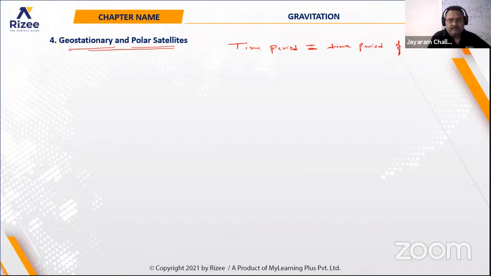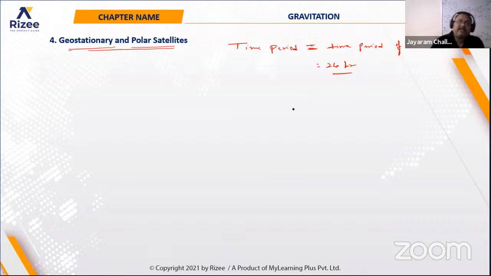Time period of Earth. So what is the time period of the Earth? That is 24 hours. So that means, were the satellites which are revolving earlier not used to be rotated for 24 hours? Definitely not.